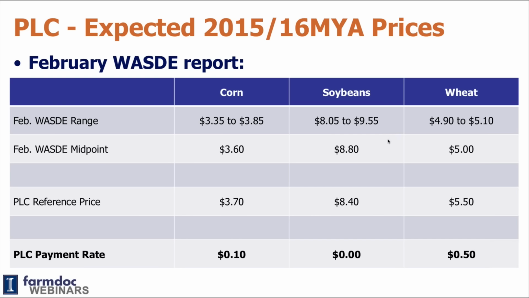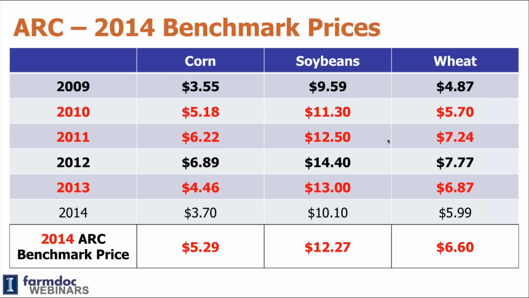We're going to switch to just focusing on the ARC program, though. Again, staying on the price side of things. ARC is this county revenue program, or I'm talking about the county version of the ARC program. Just to review here, the ARC guarantee is determined by a benchmark price and a benchmark yield. The benchmark price is the same for everybody across the country. The benchmark yield is determined at the county level.